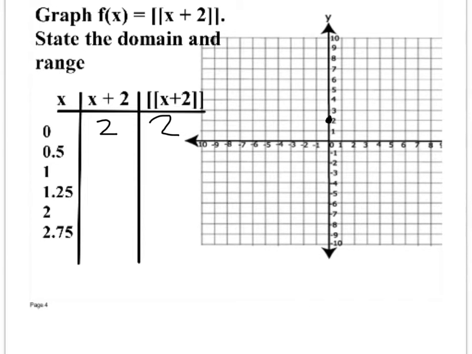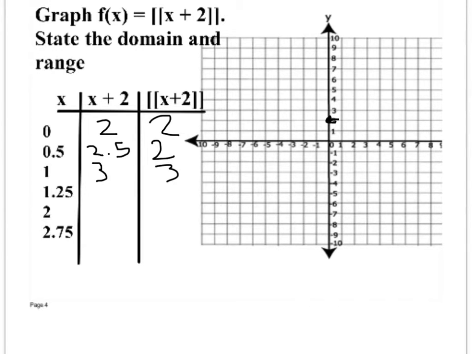What if my x is 0.5? What's 0.5 plus 2? 2.5. What is the greatest integer of 2.5, not greater than 2.5? It is 2. So everything up to what is going to be included? Up to 1, right? Because what is 1 plus 2? 3. What's the greatest integer of 3?